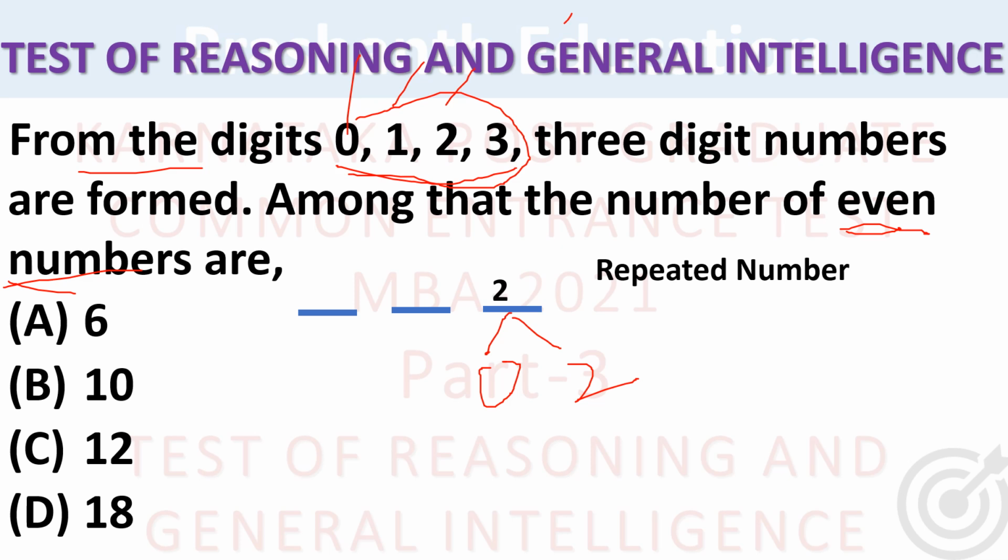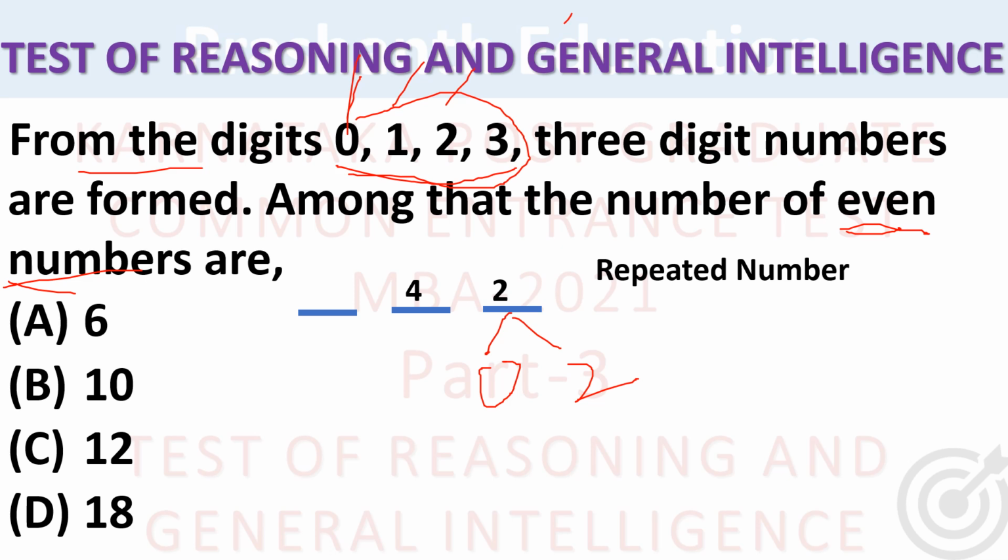That's why I have written 2. Now let's look at this number. So 0, 1, 2, 3 is there. So in this they can put any of the numbers, either it can be a 0, a 1, a 2, or a 3. So four numbers I can put, so it's 4.